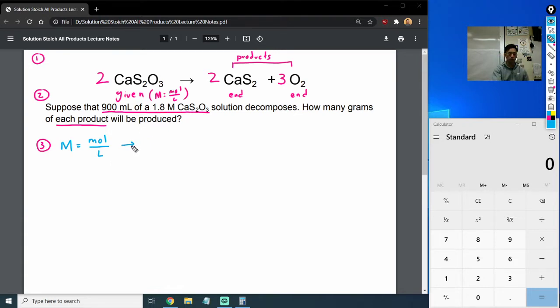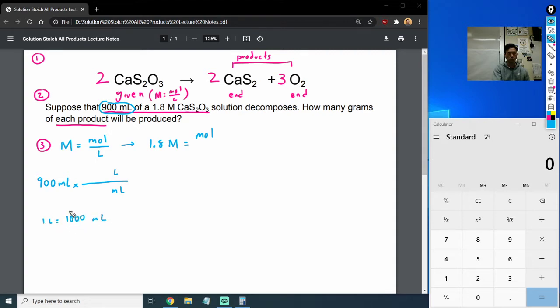So I'm going to put 1.8 molarity equals... I don't have moles, which is what I'm looking for, but I do have liters. Because if I have 900 milliliters, I can convert that using dimensional analysis. So 900 milliliters, we're going to set up a fraction. We're going to put milliliters on the bottom, and we want liters, so we're going to put liters on the top. Now, if you guys remember from previous assignments, we know that 1 liter is 1,000 milliliters.